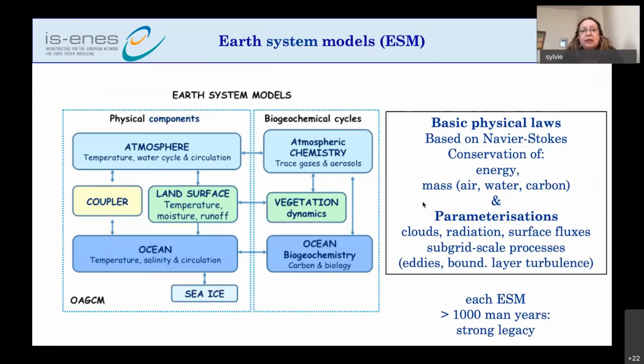You have to realize that those Earth system models represent an enormous amount of work accumulated through time with a lot of people working on this. You have specialists of the atmosphere, of the land surface, of the ocean, of the sea ice, of the chemistry, vegetation. I think it's about 500 to 1,000 man-years, so we are in the range of 1,000 man-years accumulated over the last 30 years. So there is a strong legacy of those models, and they are quite heavy tools and not just a tool of one person.